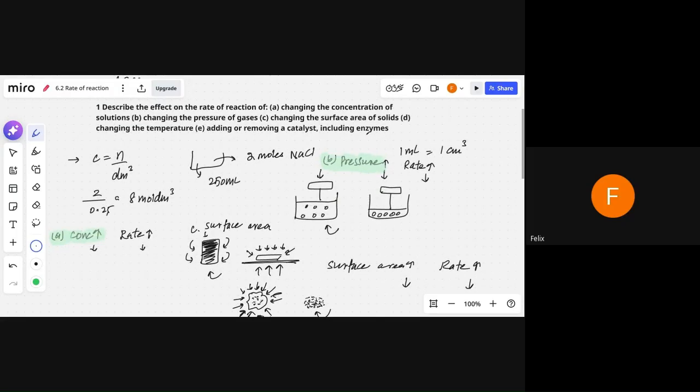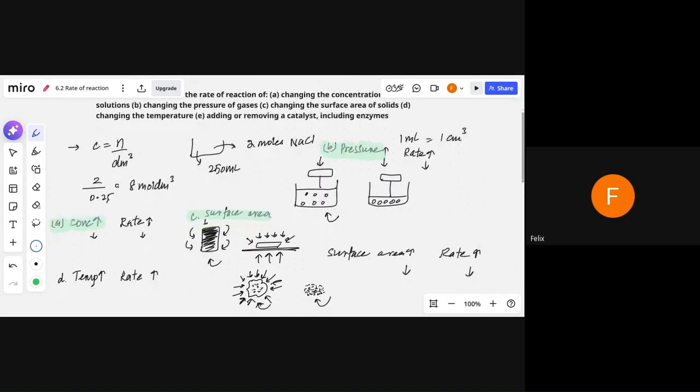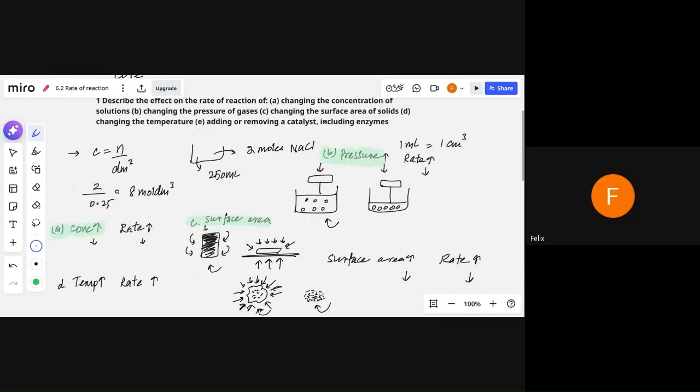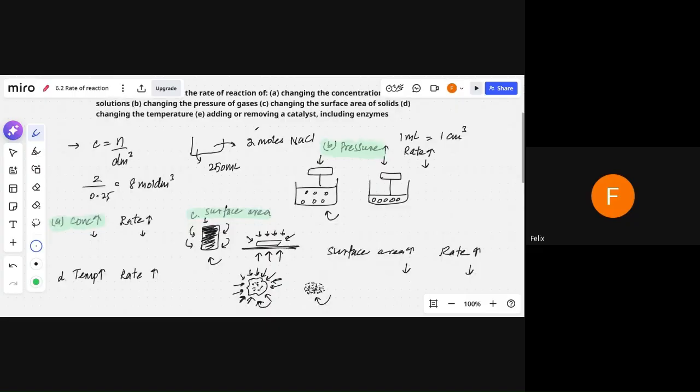Now we have the next one, which is changing the temperature, right? This is D, temperature. Increasing temperature increases the rate of reaction, because the kinetic energy of the molecules increases, and the particles collide with each other more frequently. Now, we have adding or removing a catalyst, including enzymes.